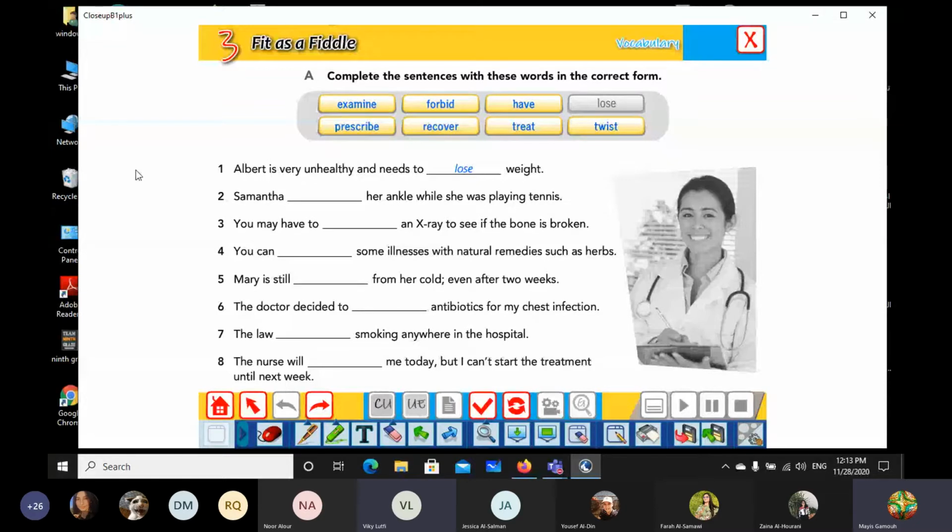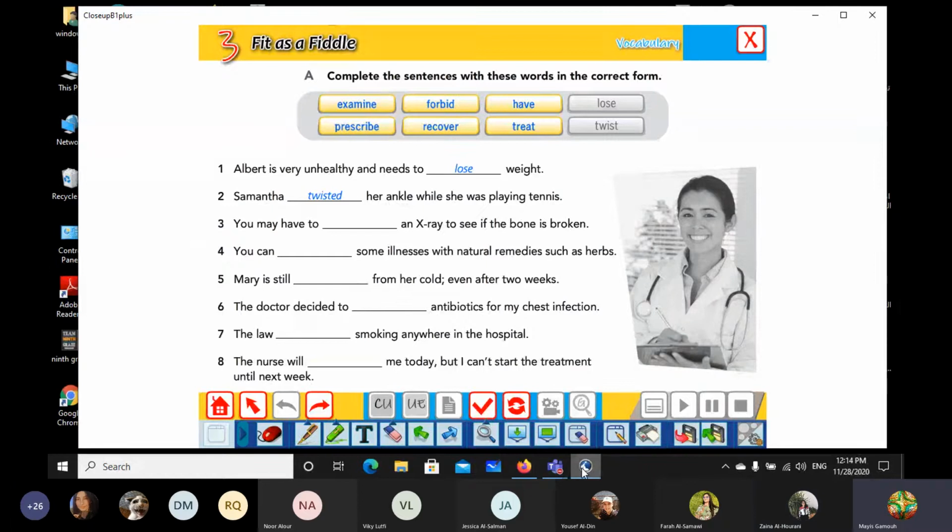Number two, Zena. Yes, teacher. Samantha twisted her ankle while she was playing tennis. Twisted. So let's see if twisted is the correct word. Let me ask you a question, Zena. Why did you put it in the past? Because from the meaning of the sentence, we have while. After while, we have a past continuous. So we should add the verb to be. Here we have how many actions, Zena? One long action, and the second one is the short action. And what do we call the short action? Interrupted action. Thank you, dear.